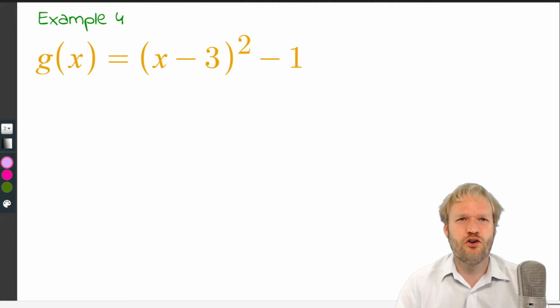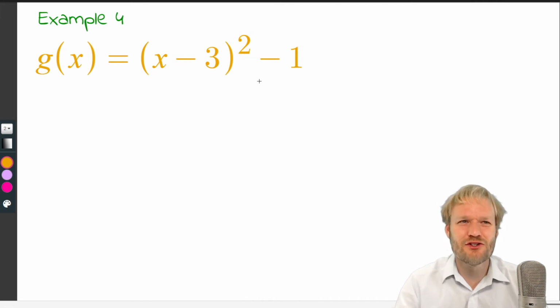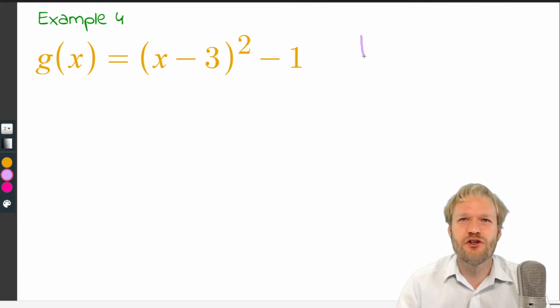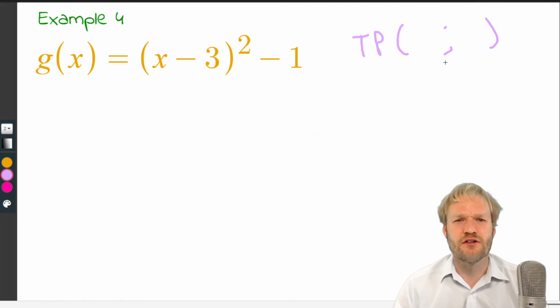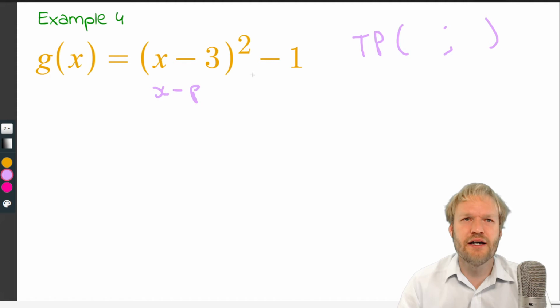Now, what form has it been given in for us? It looks like it's in turning point form. So from this, we already know what the turning point of this function is. What is the turning point? Remember, this was x minus p squared plus q. So p is this value here, a positive 3, and q is minus 1.